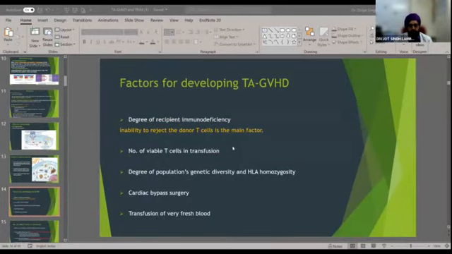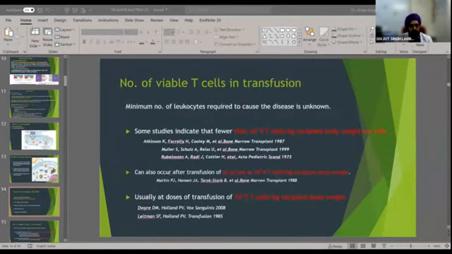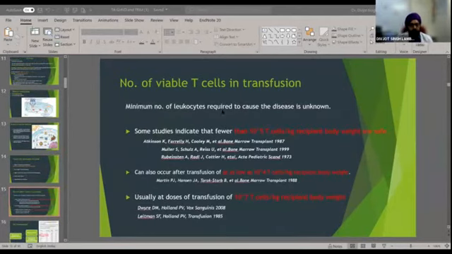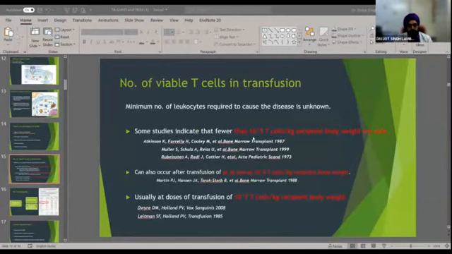So, coming to the factors for developing transfusion-associated graft versus host disease, we have discussed that one main factor is the inability to reject the donor T cells. Then there is the degree of population genetic diversity and HLA homozygosity. And then the number of viable T cells that would cause TA-GVHD. There are some studies that indicate fewer than 10^5 T cells per kg. It can also occur at a low dose of 10^4, and usually at doses of 10^7 T cells per kg of recipient body weight.